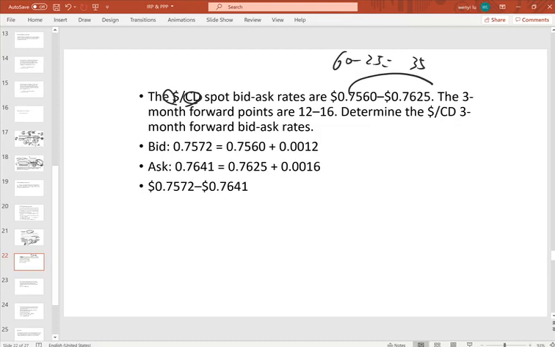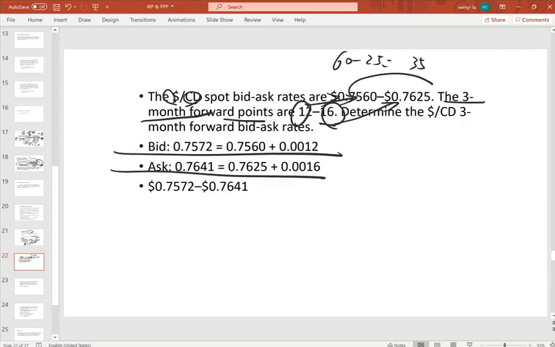And you also observe the 3-month forward points are 12 to 16. So 12 means the bid price for the forward contract will be trading at a premium of 12 points. So 12 above the spot rate is the forward contract rate in 3 months. And 16 is the points above the asking price for the 3-month forward. So you can derive the bid and ask quote by adding these points to the bid and ask accordingly, to solve for the quote for the 3-month forward rate.